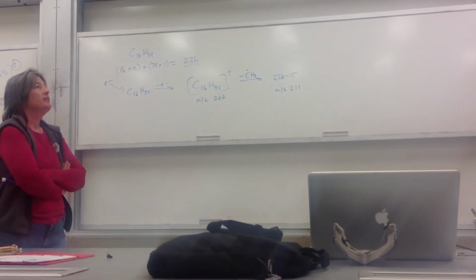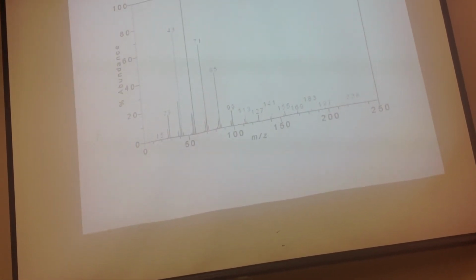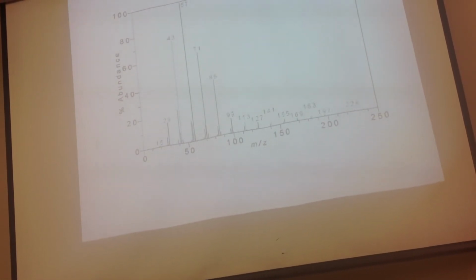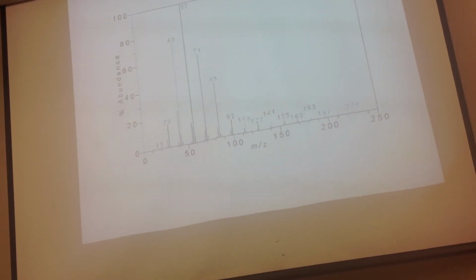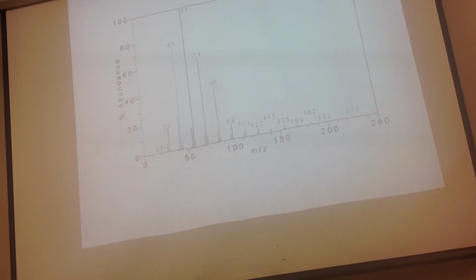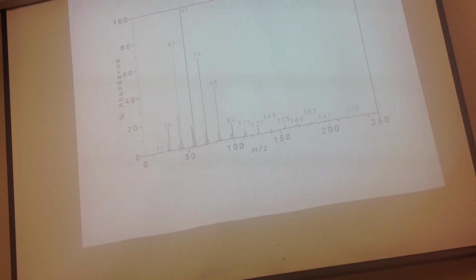What else do we have? 197 is small, then we have a 183. What's the difference between 197 and 183? 197 minus 183 is 14. Well, there you have it. So we're starting to dig into the molecule. And then 183 minus 14, what would that be?